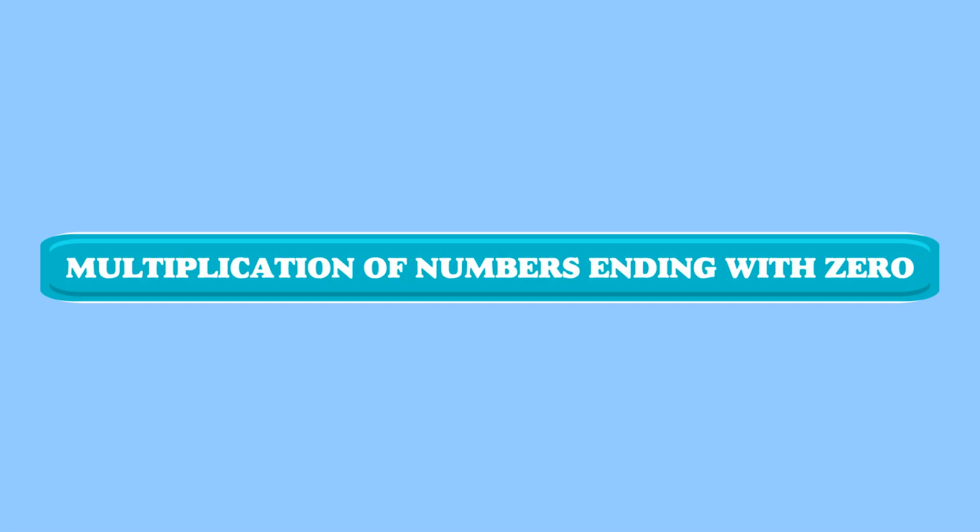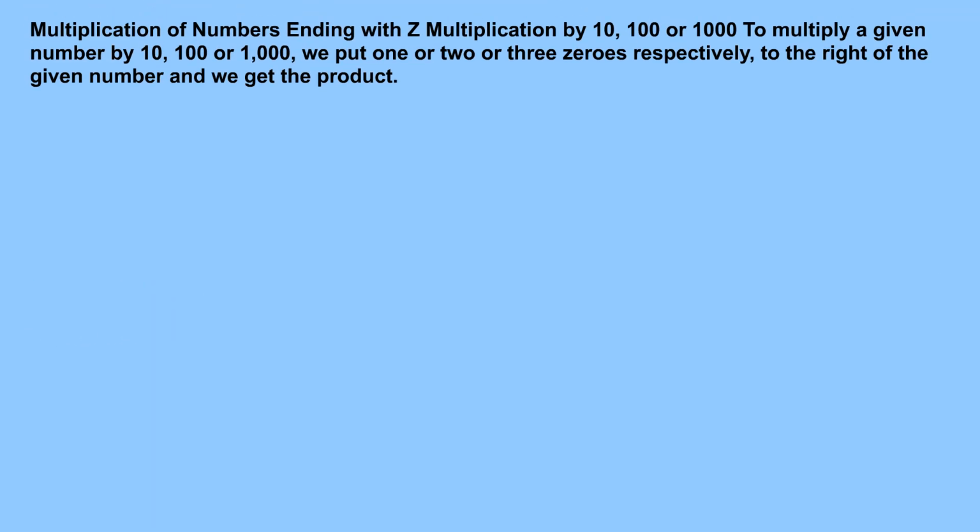Multiplication of numbers ending with 0. Multiplication by 10, 100 or 1000. To multiply a given number by 10, 100 or 1000, we put 1 or 2 or 3 zeros respectively to the right of the given number and we get the product.